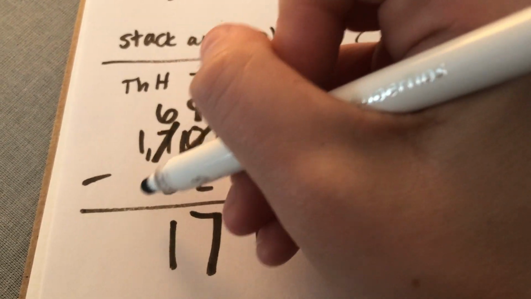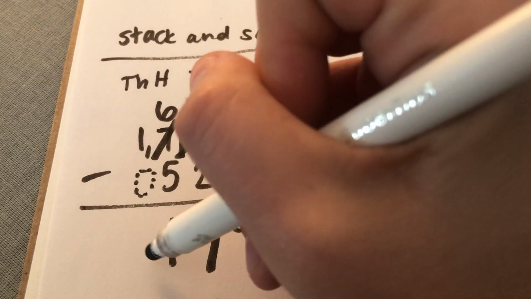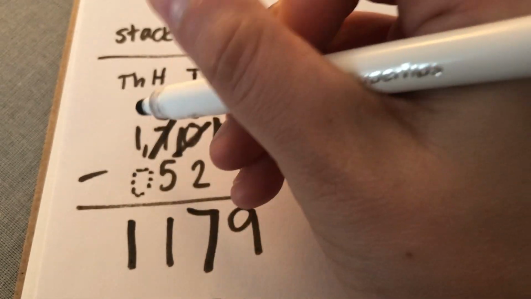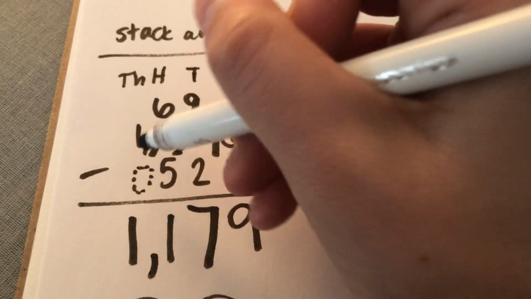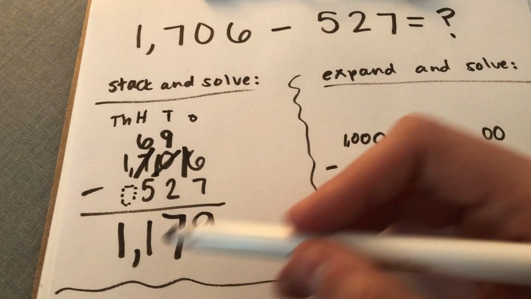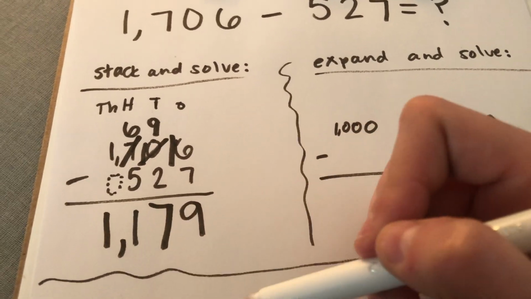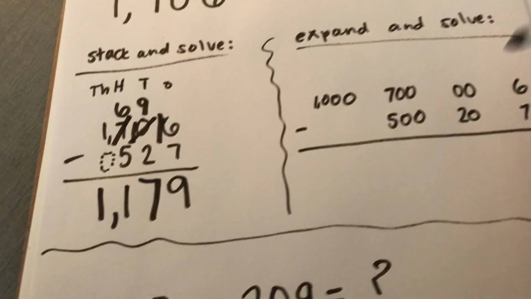And now looking here, when we see nothing, that's kind of like a 0 being there. You don't have to write it, but you can. And 1 minus 0 gives us 1, because when we have 1 and we take nothing away, we still have 1. Don't forget to drop your comma. 1,706 minus 527 gives us 1,179.